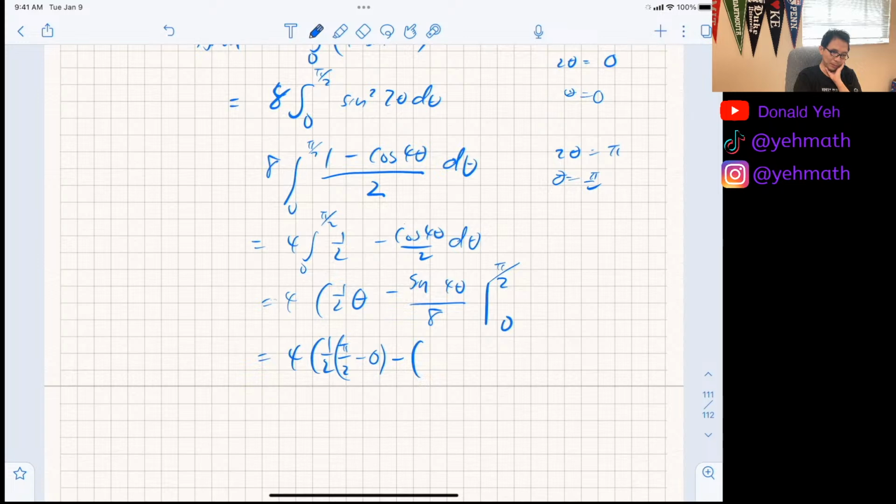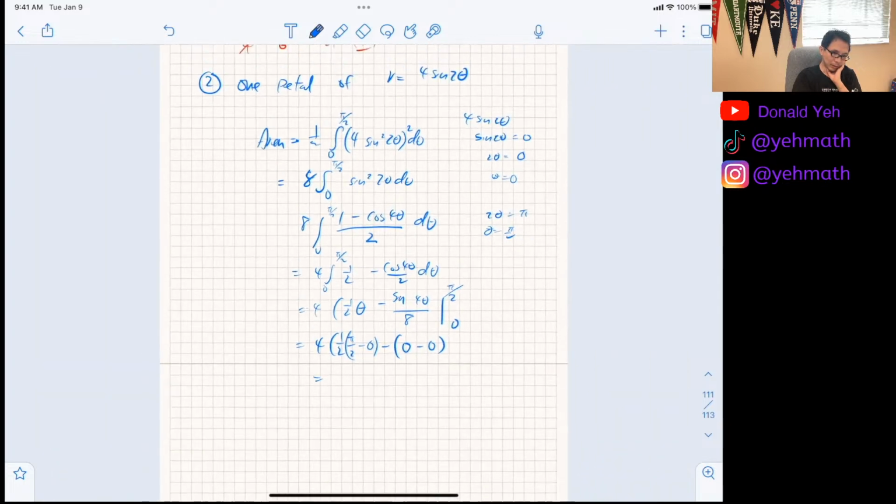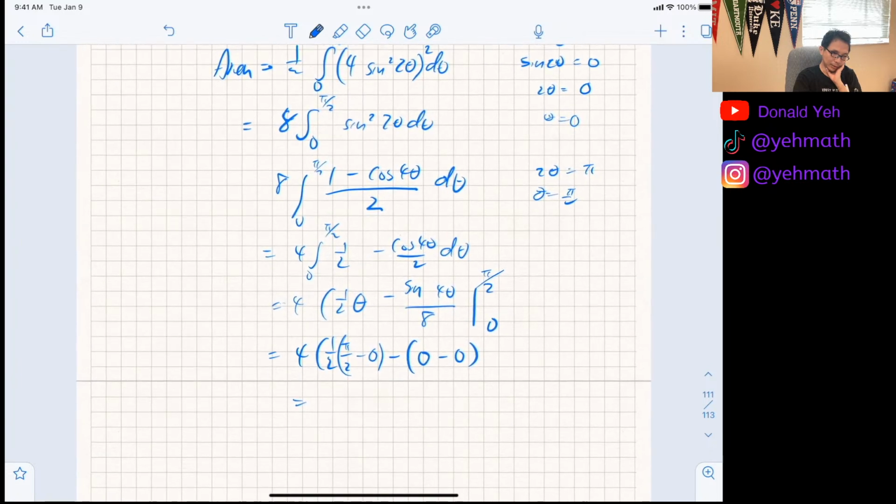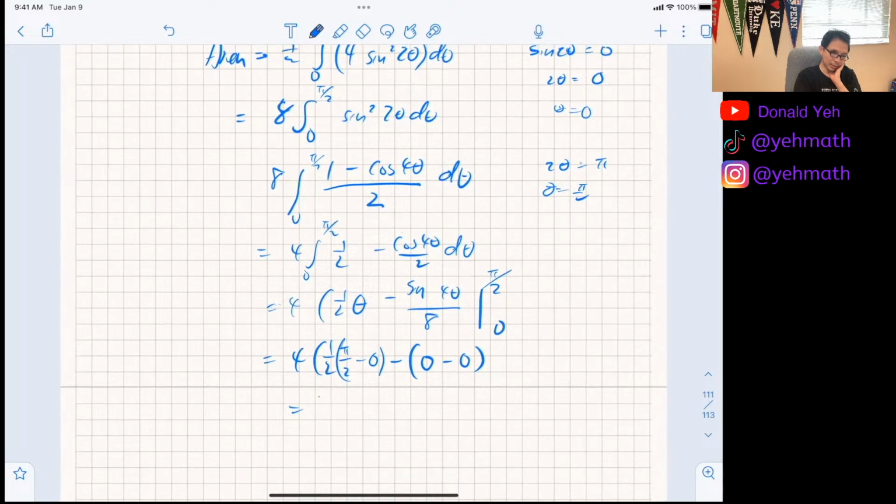Pi over 2 minus 0, so it'd be 0 minus 0. Wait, did I miss something though? This is a pi over 4 times 4, 4 times pi over 4. I think I missed something. Yeah, what did I miss?